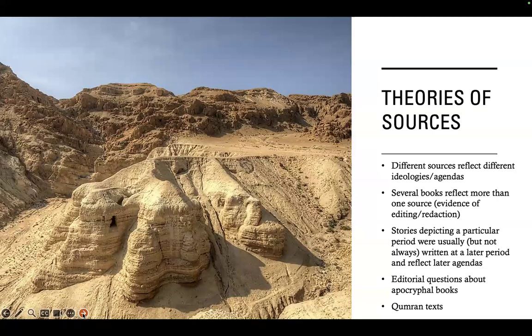There's a lot of evidence that later editing happened, that a lot of stories were created or crafted to mirror other stories, that there had been people who redacted the story after it was written. So all of these layers are very much a matter of scientific examination. The upshot of this for our discussion is that stories that depict a particular historical period were usually, although not always, written at a later period.